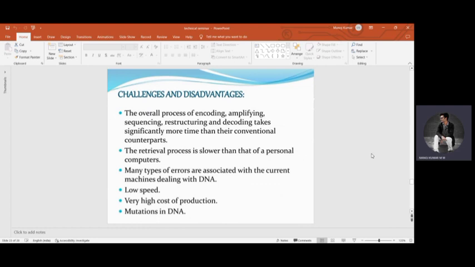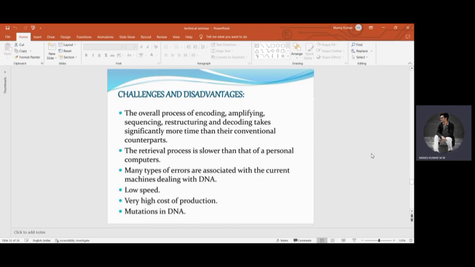So, challenges and disadvantages. The overall process of encoding, amplifying, sequencing, restructuring and decoding takes significantly more time than conventional counterparts. The retrieval process is slower than that of personal computers. Many types of errors are associated with current machines that deal with DNA. DNA is low speed, it has a very high cost of production, and mutation occurs in DNA. So these are the challenges and disadvantages of DNA.